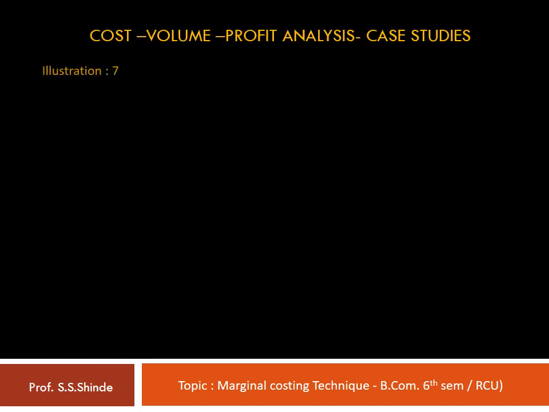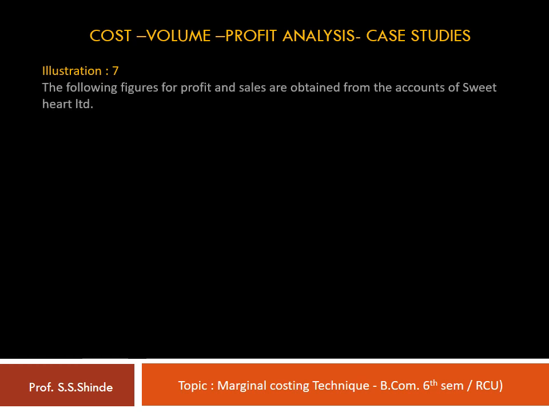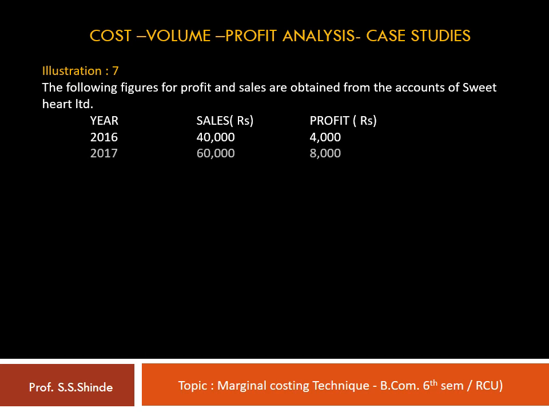Let's take up another illustration. The following figures for profit and sales are obtained from the accounts of Sweetheart Limited. So let's look into the variables. In 2016, the sales is 40,000 and profit 4,000. In 2017, the sales is 60,000 rupees and profit rupees 8,000.